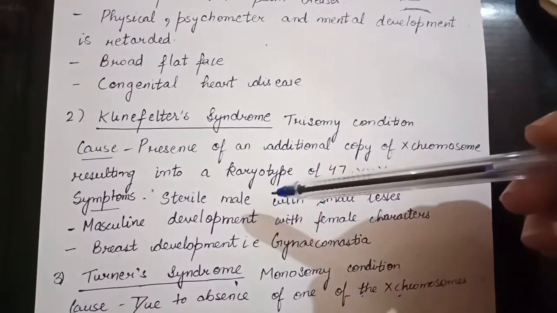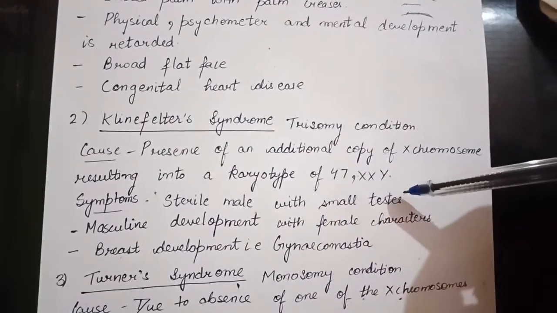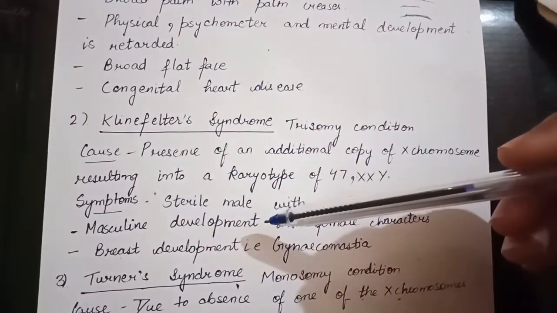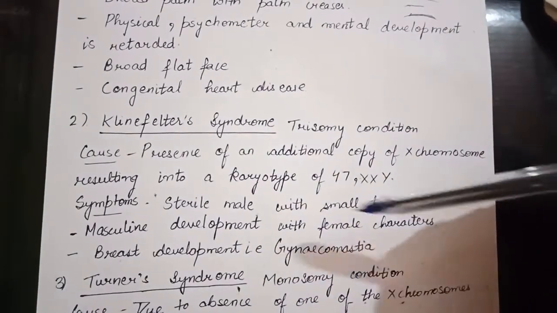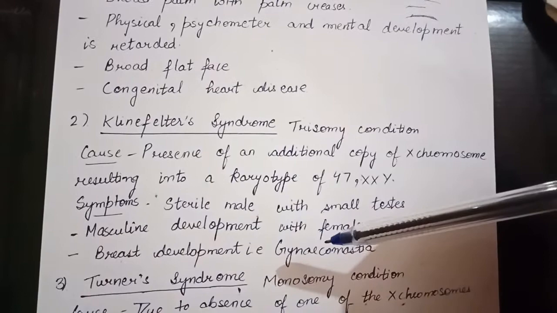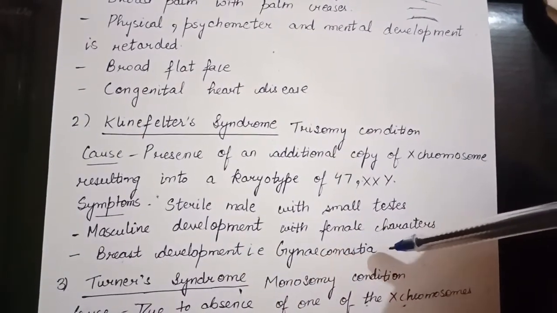So what are the symptoms? A sterile male with small testes. Masculine development means the muscles are well developed, with female characters also, like breast development, a process also known as gynecomastia.